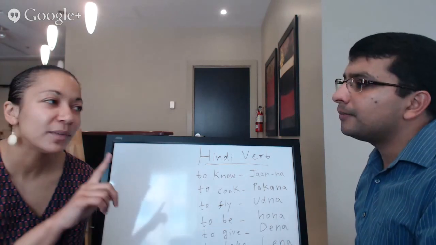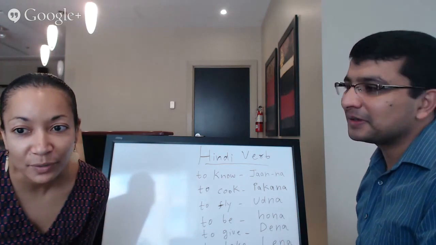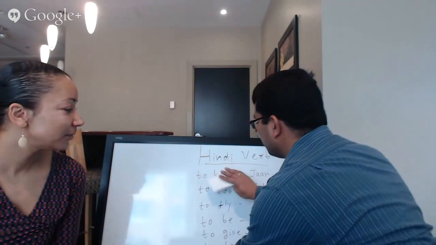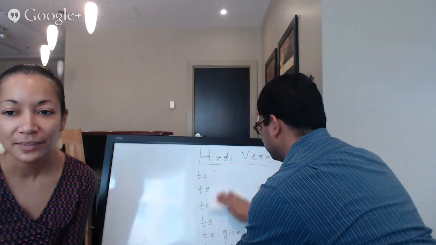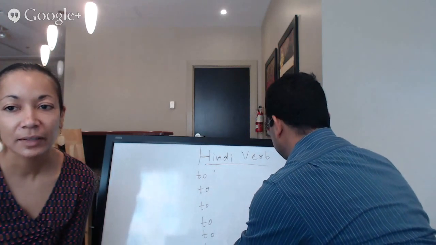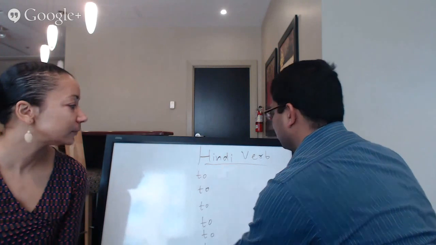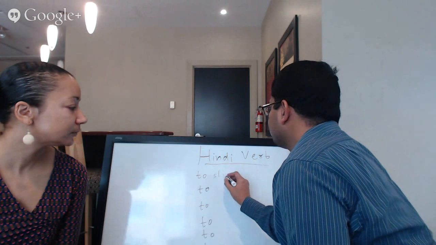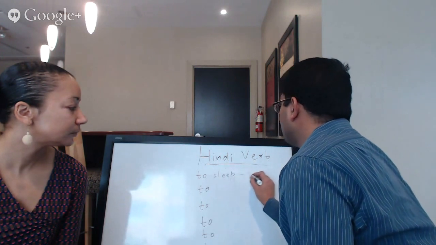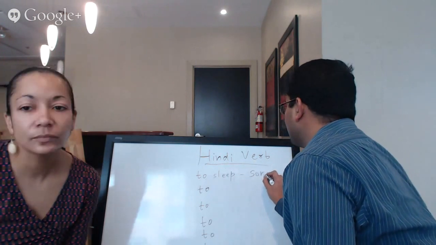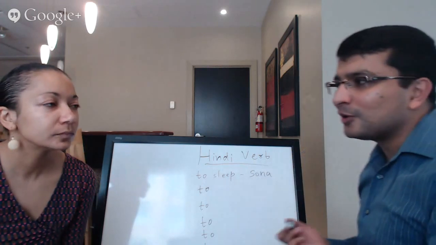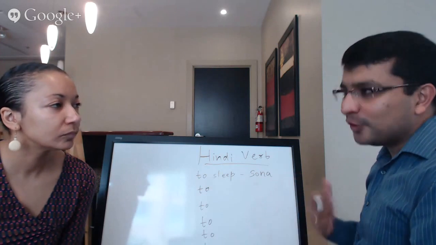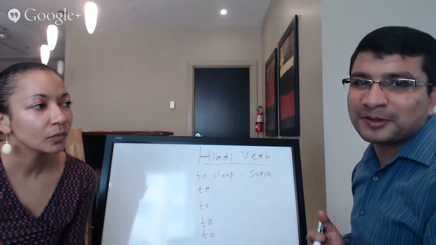We have one more before we move on. Oh, we've got a bunch more. Just sleep. Okay, so I'll probably erase it and we'll do one more round. To sleep is sona. Sona is also a noun. Sona also means gold, and sona is also a verb which is to sleep. Any more? Yeah, we have two more.